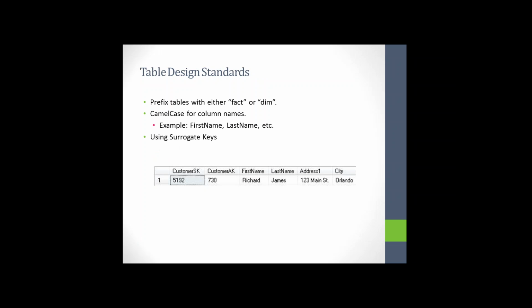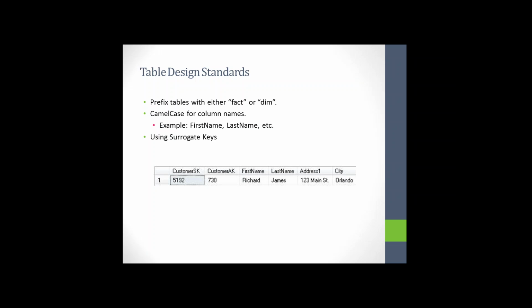Table design standards. So in our demo, we're going to apply some standards that are very common. First, we're going to prefix our fact tables with fact and our dimension tables with dim. We're going to camel case our column names. And then we're going to use surrogate keys. So this is something new if you're not familiar with data warehousing. This is essentially a primary key for our dimension table.